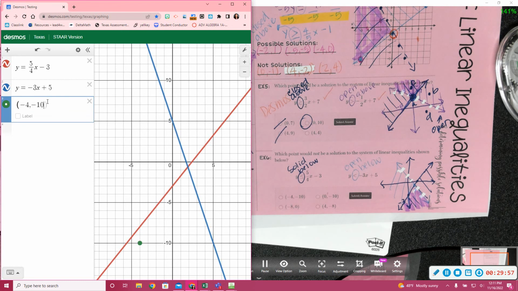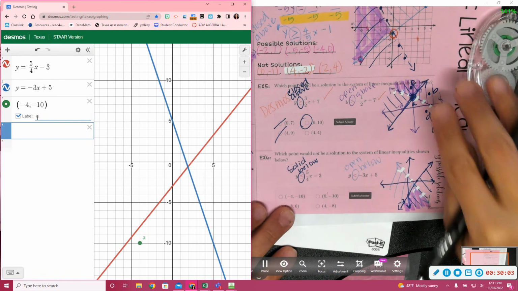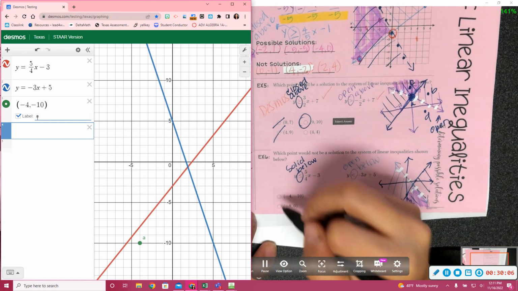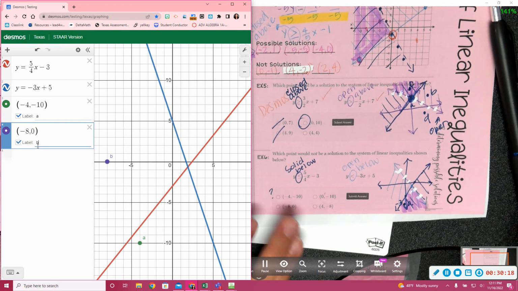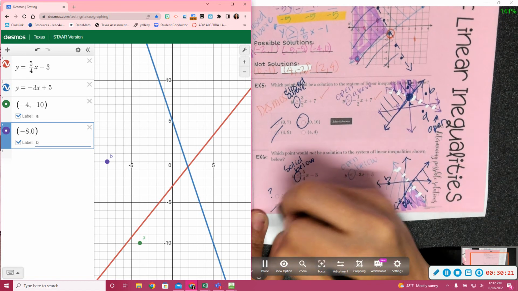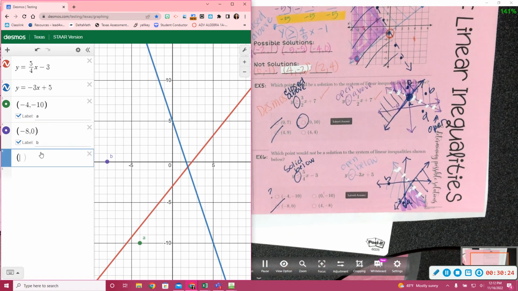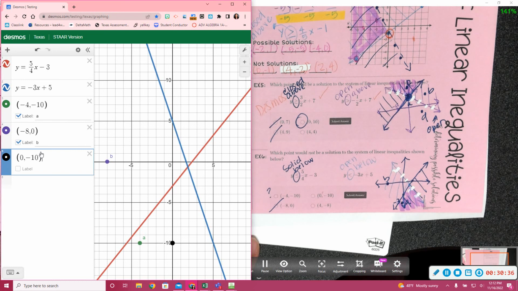Negative 4, negative 10. We'll label that point A, which is down here, which appears to be a good one, unless we did something wrong earlier. So let's go to a different point. Negative 8, 0. We'll label that point B, which is up here, which is not the double shaded area. Then down here, 0, negative 10. Oh, see, we did something wrong. What did I do wrong? Oh, we didn't do anything wrong.